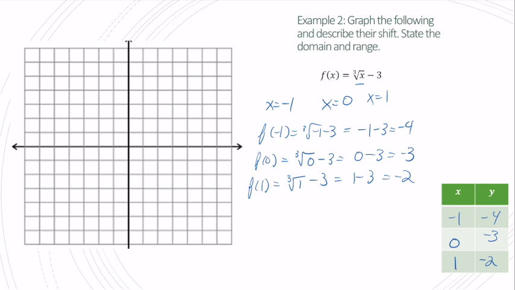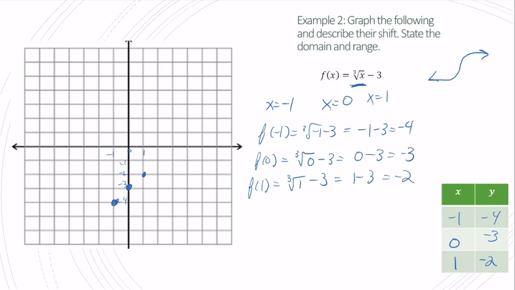Okay, so when x is -1, y is -4. And 2, 3, 4. I also have when x is 0, y is -3. And when x is 1, y is -2. Now, these look to be in a straight line, but we need to remember that we're taking a cube root, and it is going to have a shape like this, always.